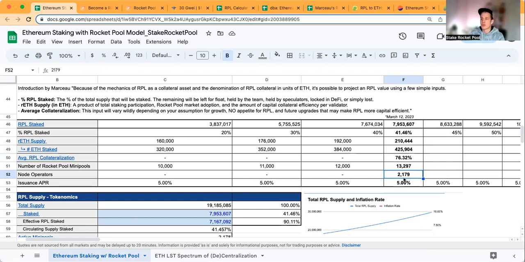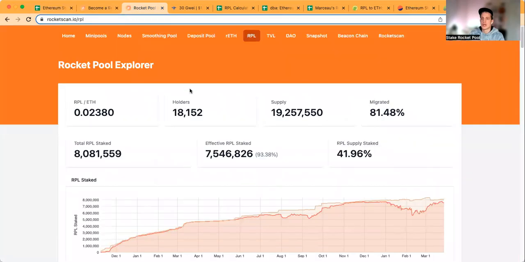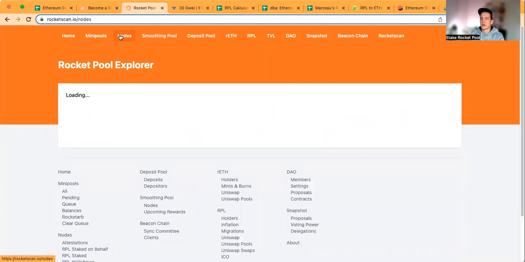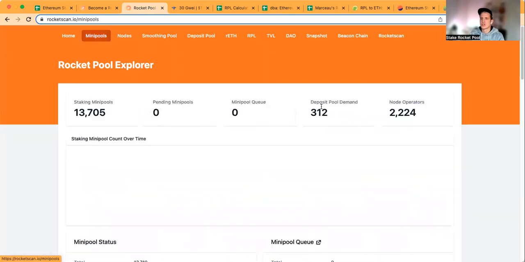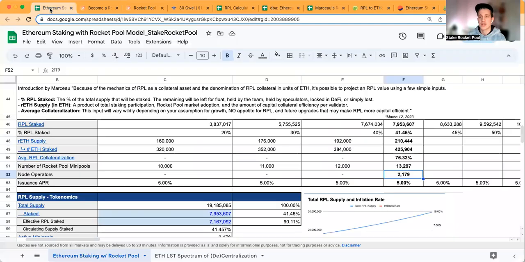On March 12th, there were 2,179. Whoops. And now we can see that there are, I think, 2,224 node operators. So the community keeps growing steadily because it's permissionless. And so more and more individuals know that using Rocket Pool is a fantastic way to stake your Ethereum, provide infrastructure, and have upside in Ethereum.